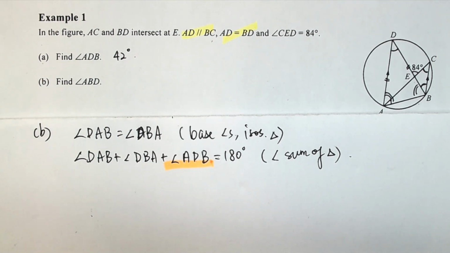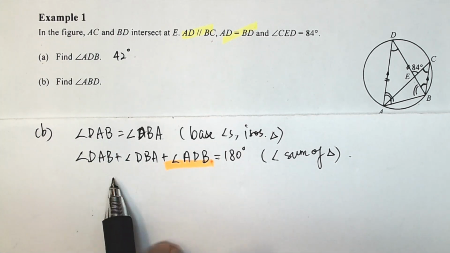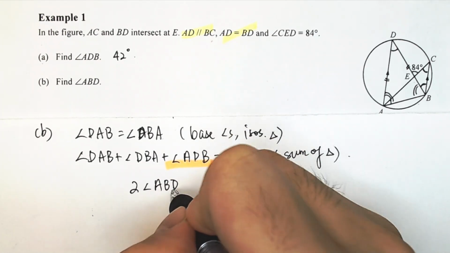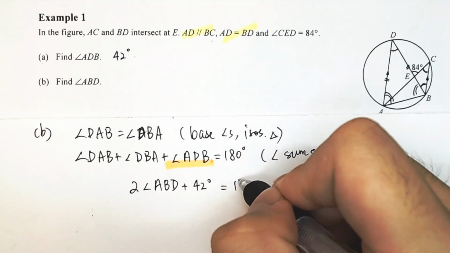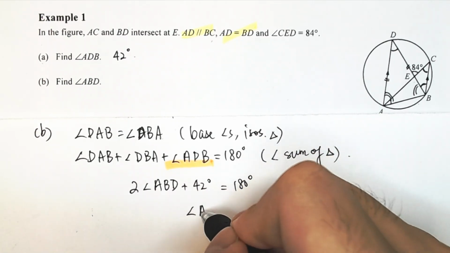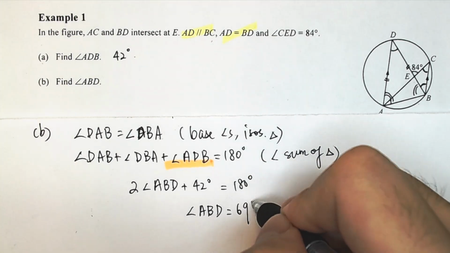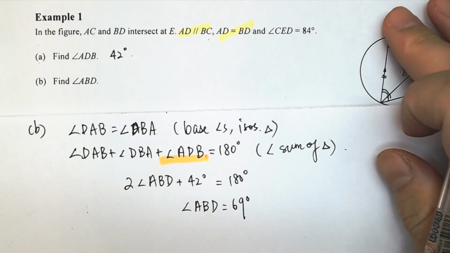Okay, use the naming. And now, since these two are equal, you can say 2 of angle ABD plus 42 degrees is 180 degrees. So you know angle ABD is 138 over 2, that is 69 degrees. Okay, so this is example 1. Okay, next.